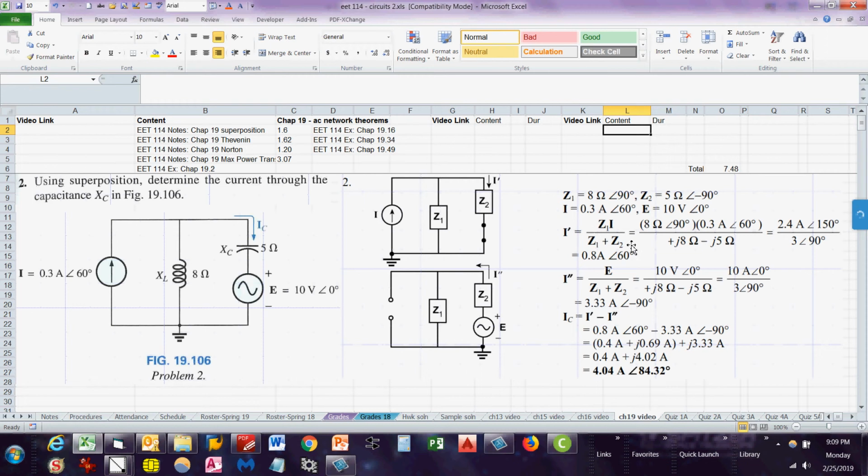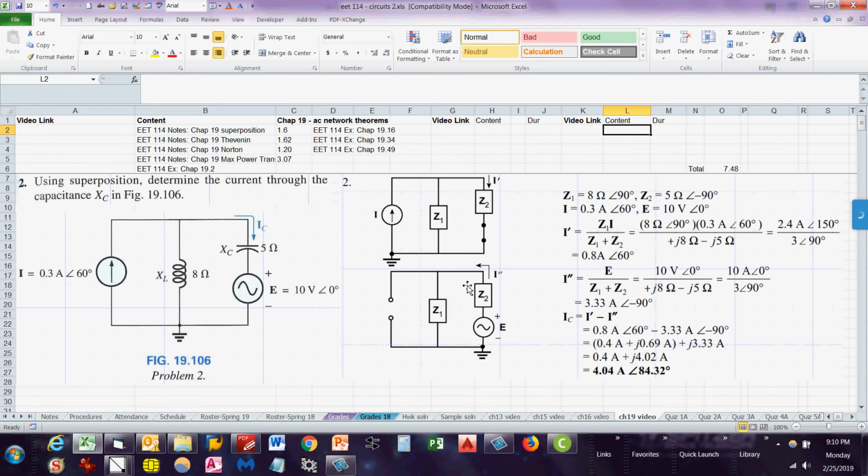So the current is 0.3 amps, angle of 60, that's given. And E is 10 volts, angle 0. That's shorted out right now. So I prime using the current divider is going to be I, which is the source current coming into this node, being divided right here, times Z1 all over Z1 plus Z2. So when you do the math for that, you get 0.8 angle of 60.